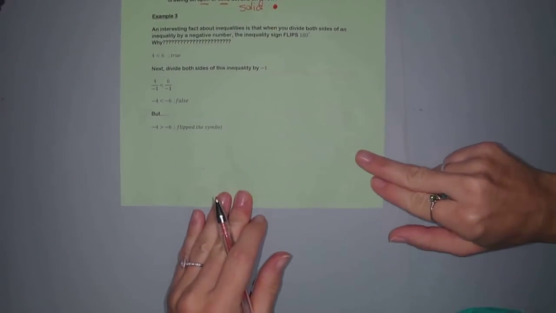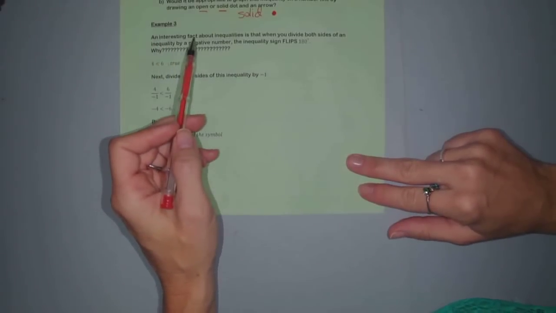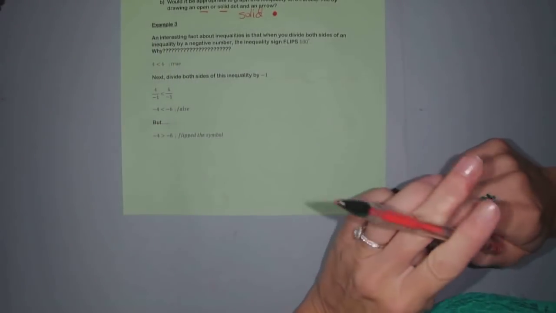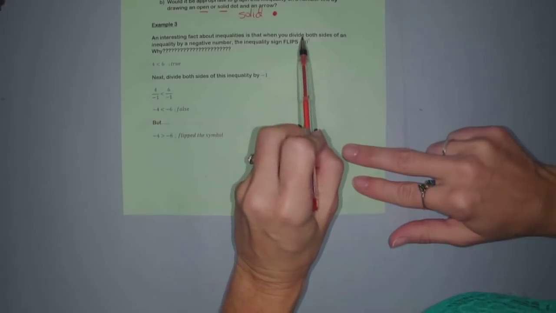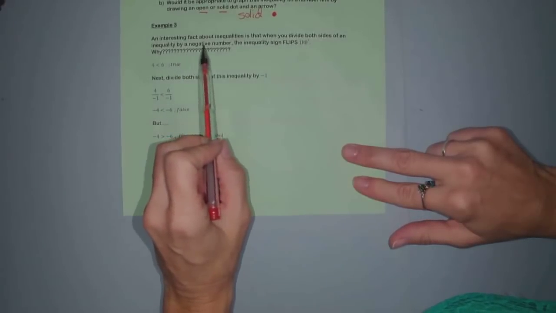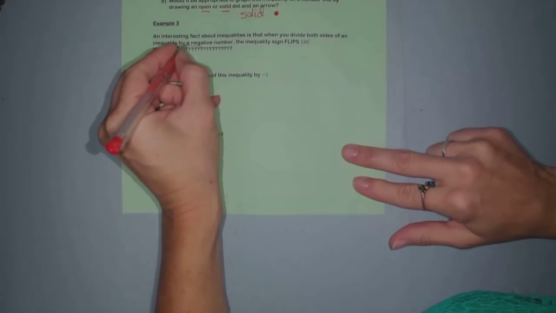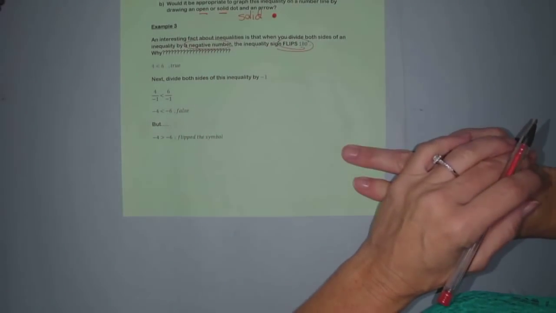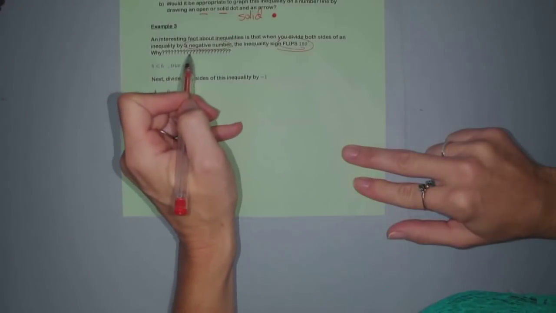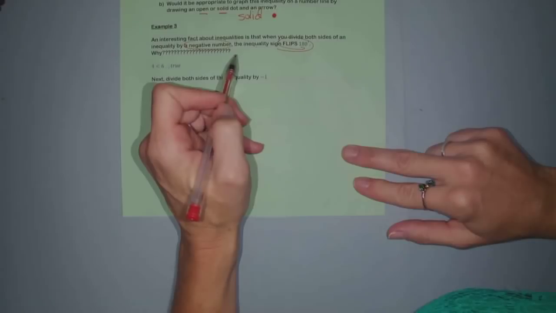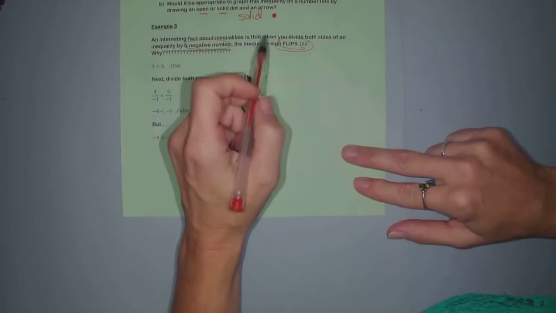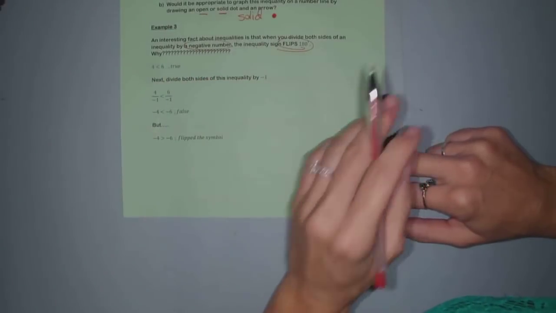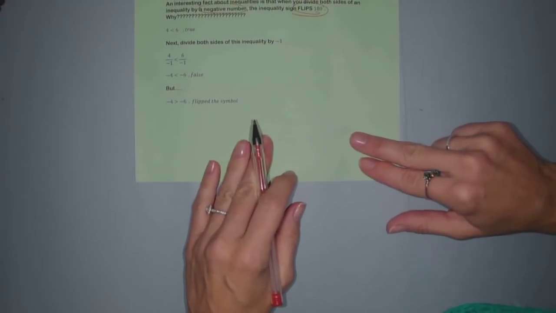Cool. All right, last example, and you probably remember this little nugget from last year. An interesting fact about inequalities is that, you ready? When you divide both sides of an inequality by a negative number, the inequality sign flips 180 degrees. Okay? But I'm asking you, why is that true? Like, did somebody just tell you that? Or why is that true? It's like a weird little fact. So I gave you a little example here, so check it out.